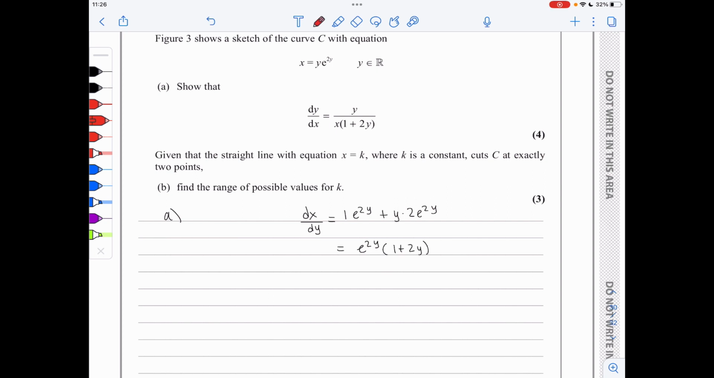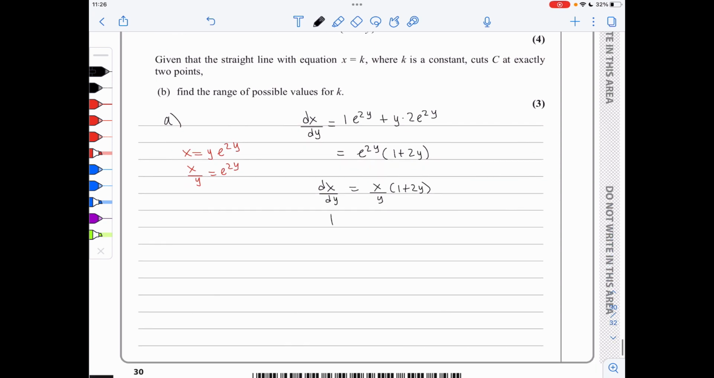Now we know that x is y e to the 2y, so x over y is e to the 2y. So going back to the expression for dx dy, I will replace e to the 2y with x over y, and I've got the 1 plus 2y. So if I take the reciprocal of both sides, I get dy dx to be y over x brackets 1 plus 2y as required.